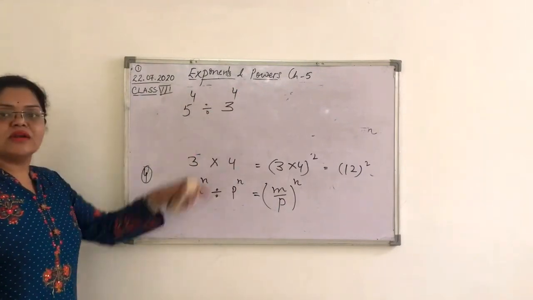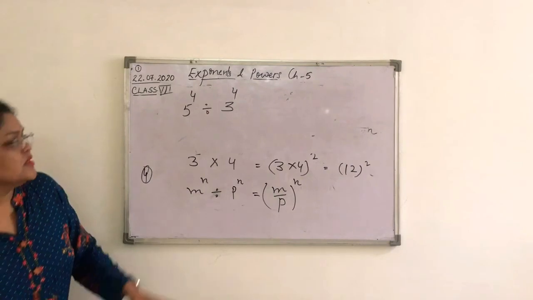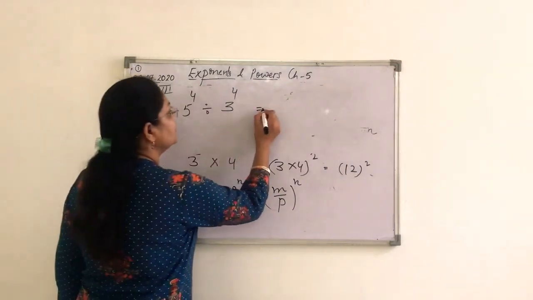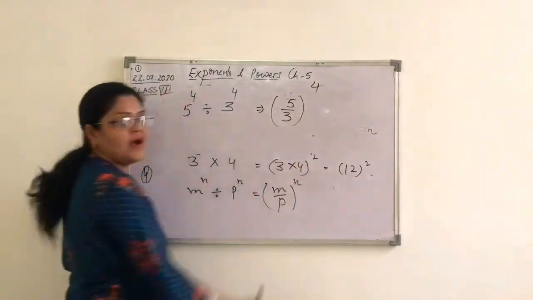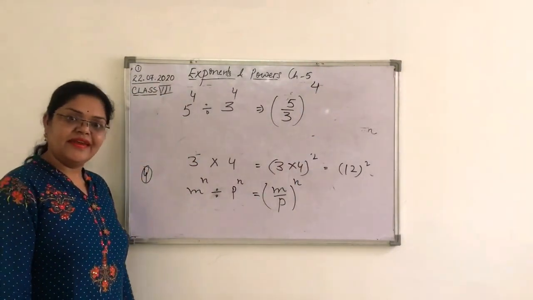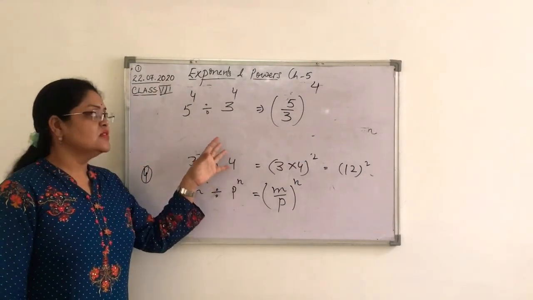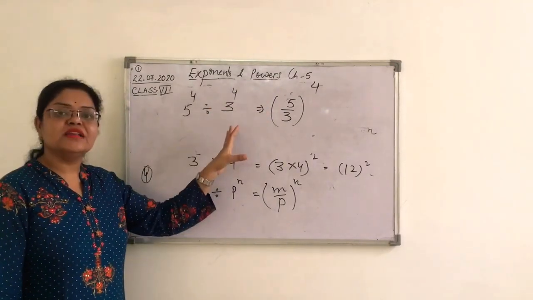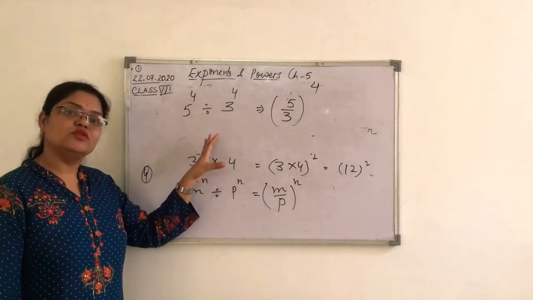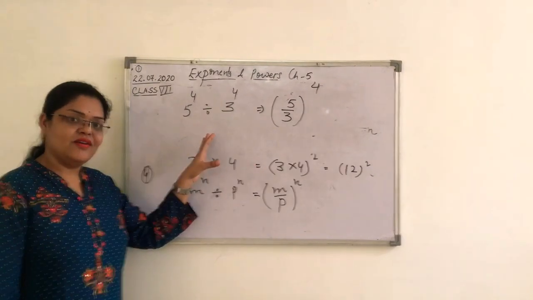You can see the bases are not the same and there is a division sign in between. So how will you do it? You will write the bases in a fraction and put the power on it. Right? So these are some laws based on exponents and powers. By using these laws, we will solve the exercise. Okay. Thank you.